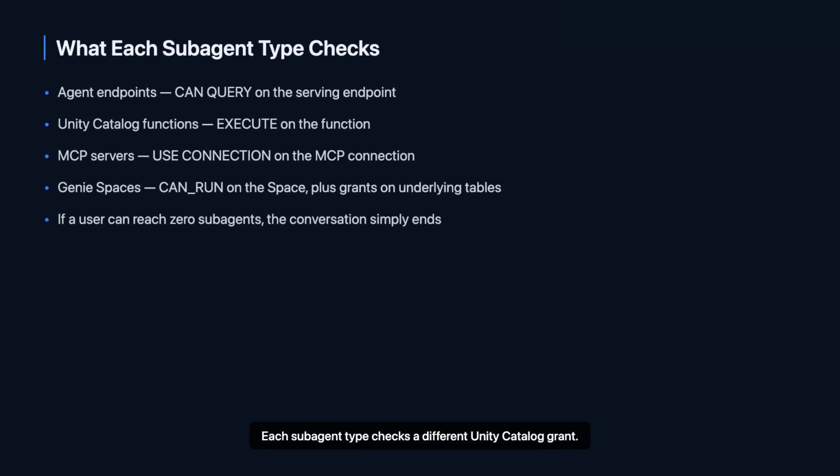Each subagent type checks a different Unity catalog grant. Agent endpoints need can query on the serving endpoint. Unity catalog functions need execute on the function. MCP servers need use connection on the MCP connection. Genie Spaces need can run on the Genie space, plus grants on the underlying tables.